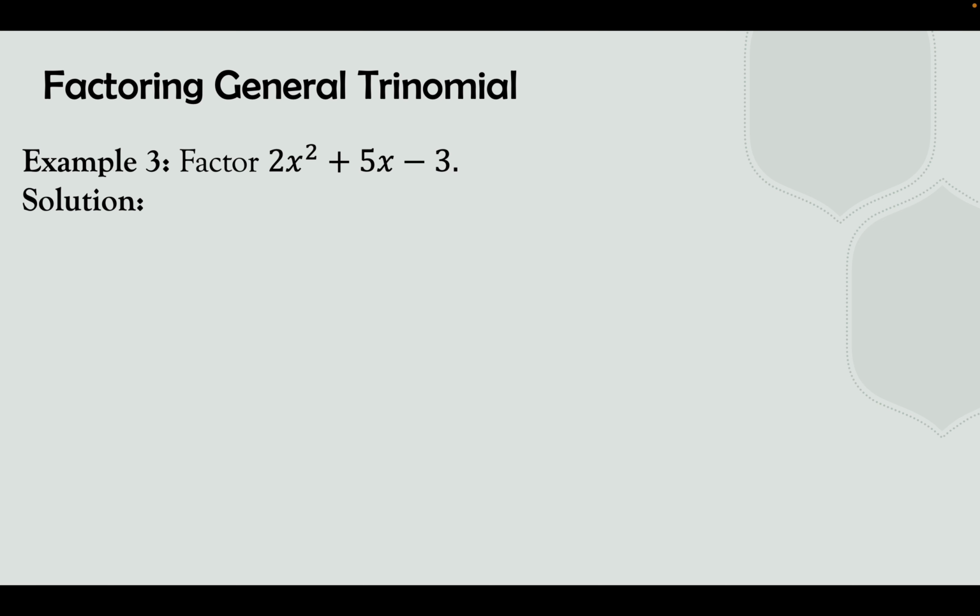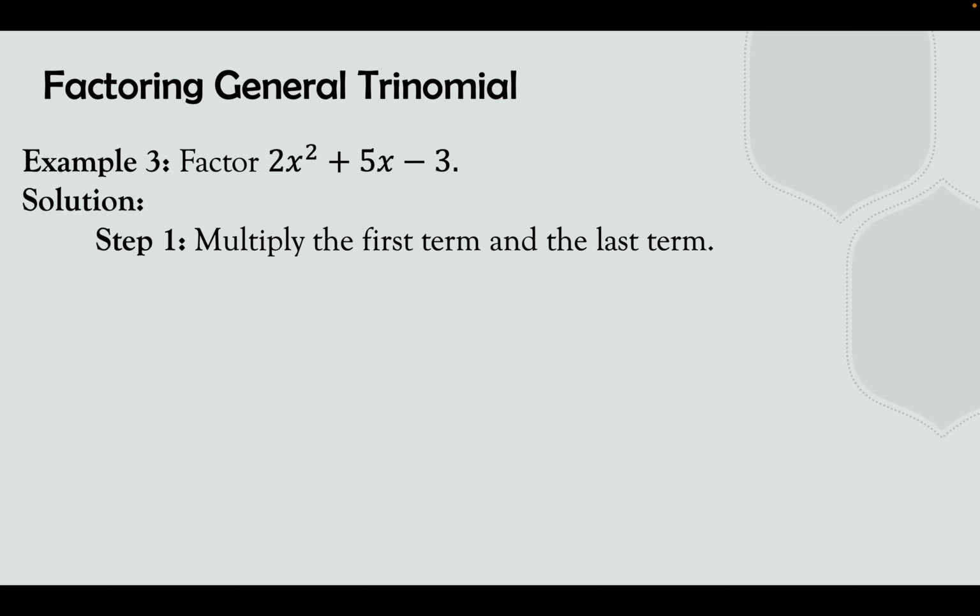Example number 3. Factor 2x squared plus 5x minus 3. Step number 1. Multiply the first term and the last term, that is 2x squared times negative 3. So, you will get negative 6x squared.